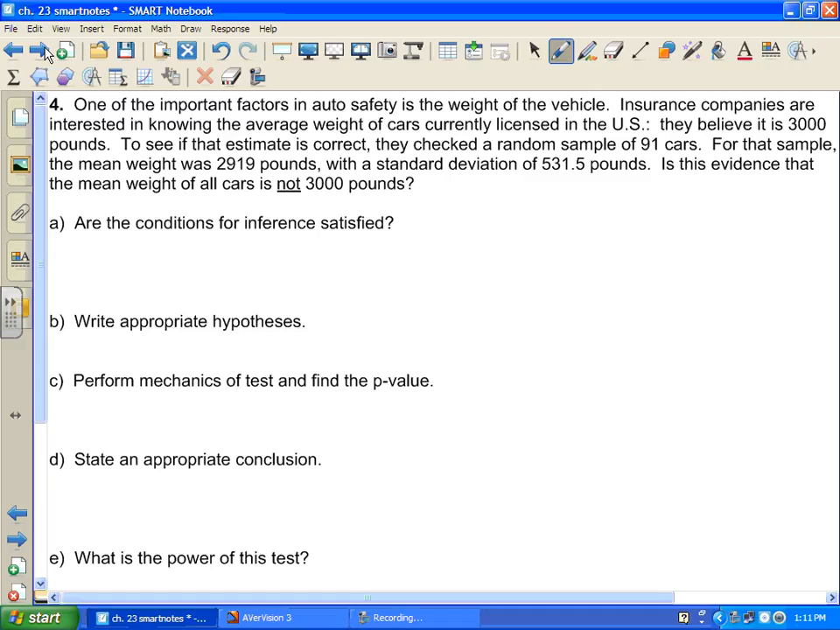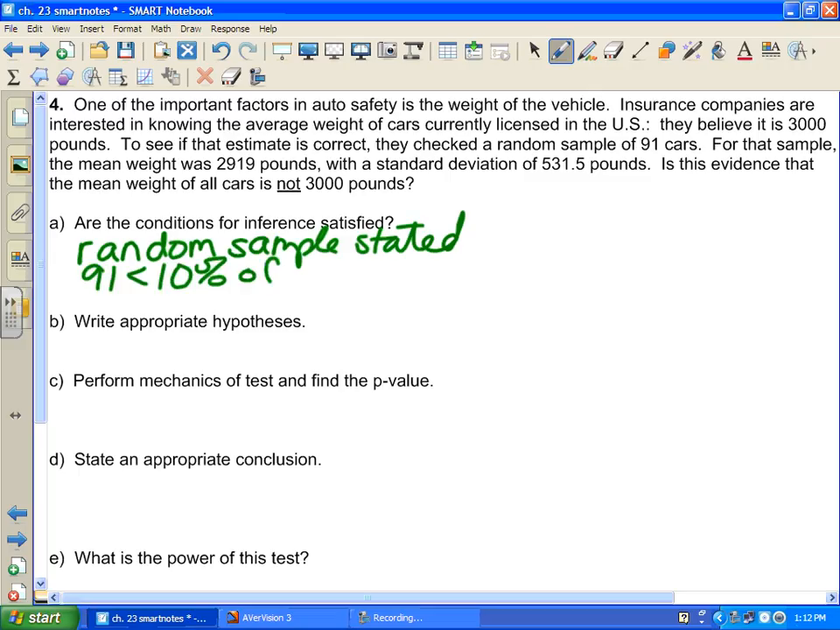91. Okay, so our conditions for inference. First one, random sample. Does it say that? Yeah, so don't put representative and unbiased because that's not even needed. It tells us it's random, that's even better. Okay, 91 is less than 10% of all cars.